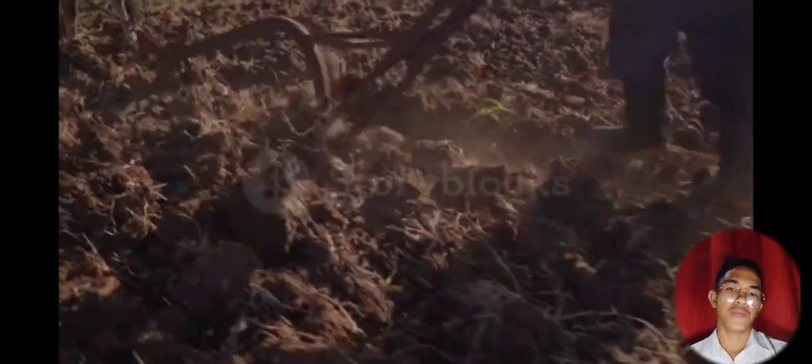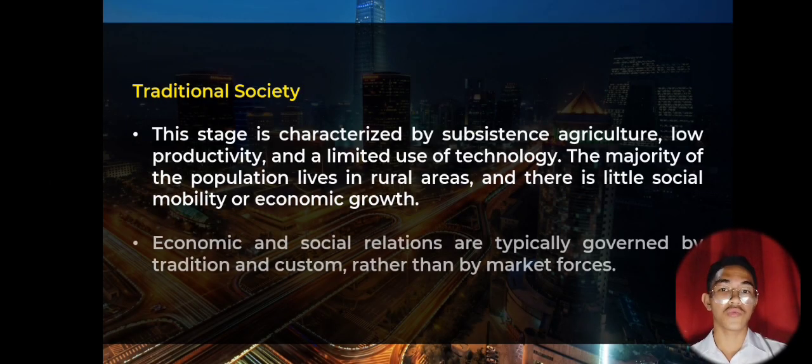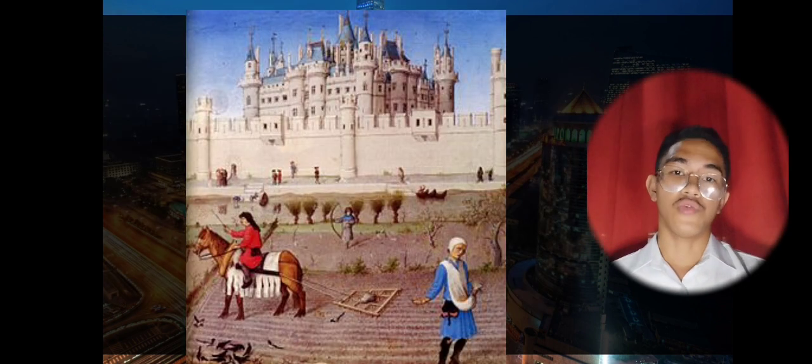Moreover, these people often do not believe that they can move up in society, and their social roles are usually fixed so that future generations would likely remain in those same roles. Economic and social relations are typically governed by tradition and custom rather than by market forces. Tradition rules how a society functions. What your parents do is what their parents did, and what you will do when you grow up too. Some examples that Rostow gave that reflect traditional society are the dynasties of China and feudal Europe.